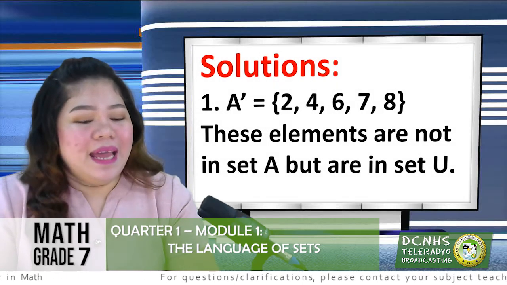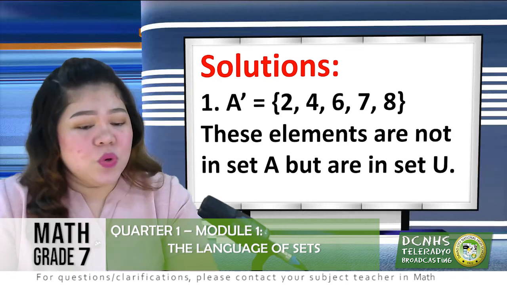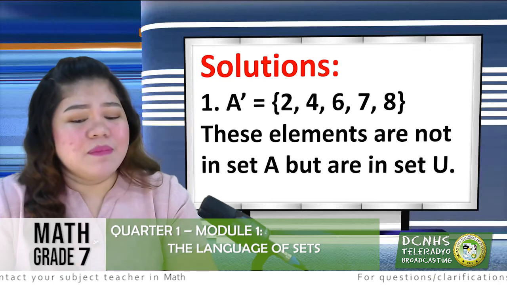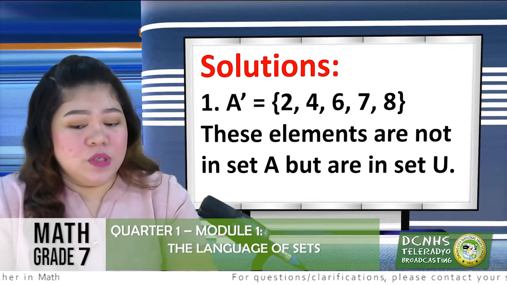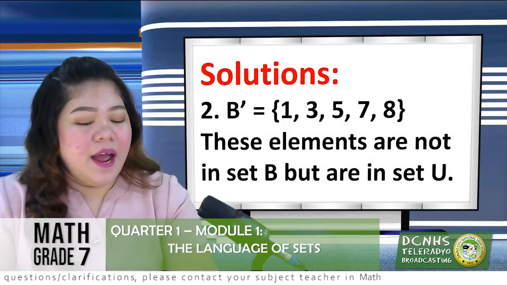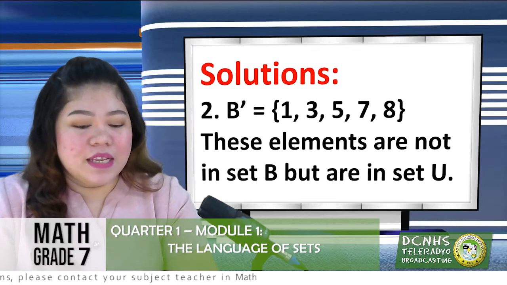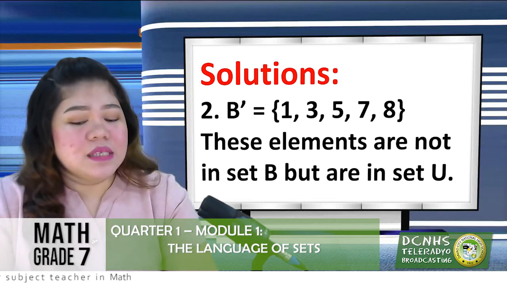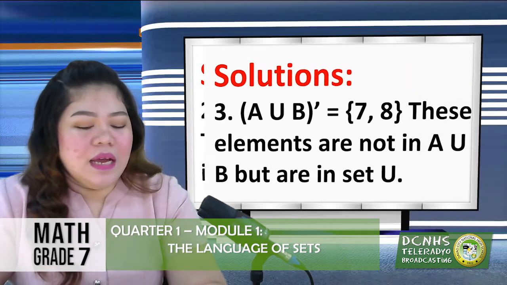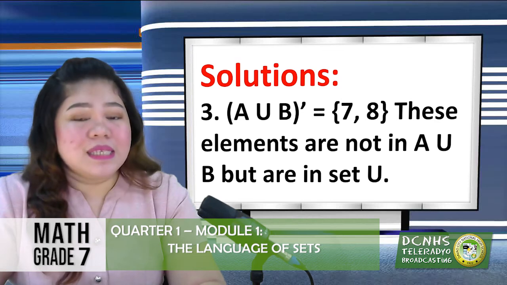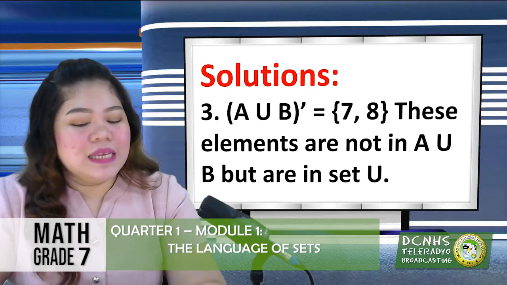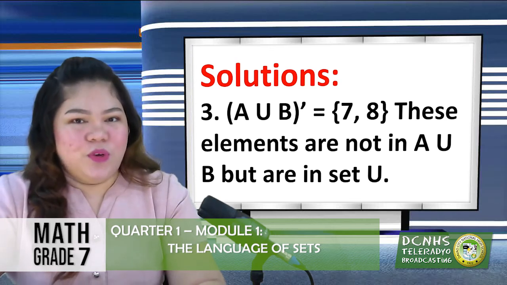Solutions. For number 1, A complement is equal to the set of 2, 4, 6, 7, 8. These elements are not in set A but are in the universal set. Number 2, the B complement is equal to the set of 1, 3, 5, 7, 8. These elements are not in set B but are in the universal set. And number 3, the A union B complement is equal to the set of 7, 8. These elements are not in A union B but are in the universal set.